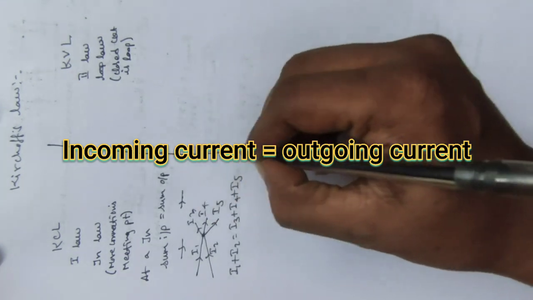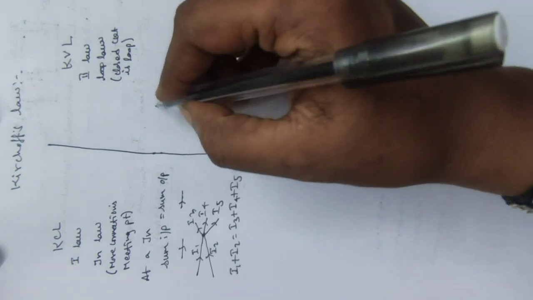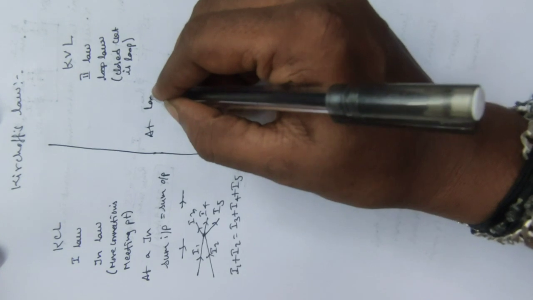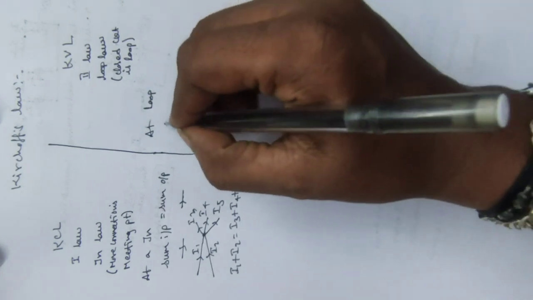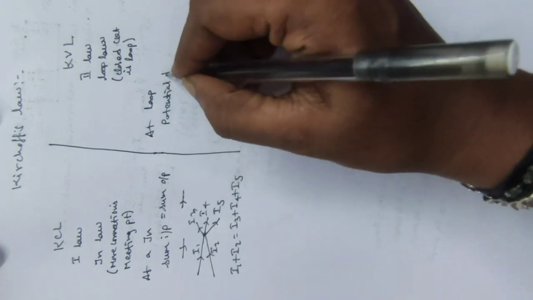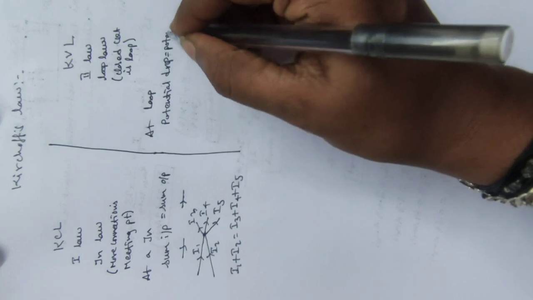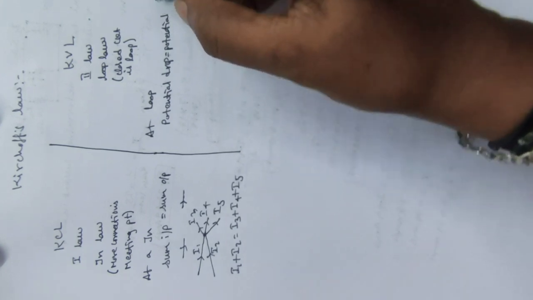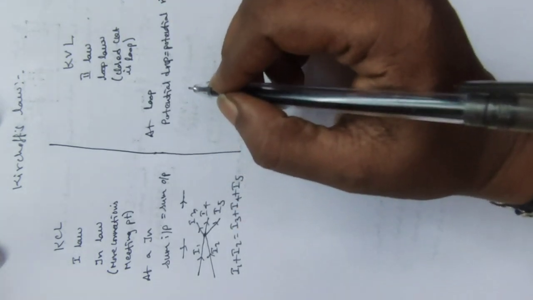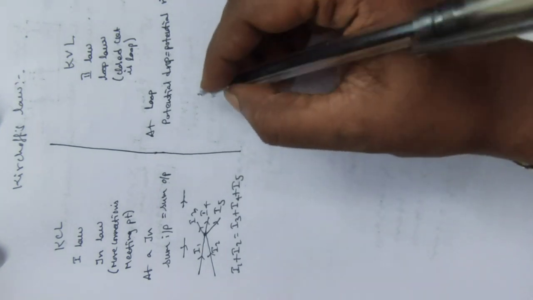Now we are going to check the same for Kirchoff's voltage law. According to it, at a loop, potential drop is equal to potential rise. In another way, the potential drop across individual resistances is equal to the source voltage. Like this also we can write.